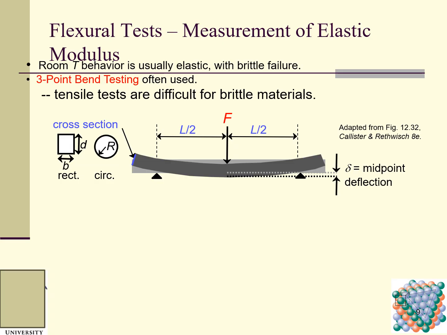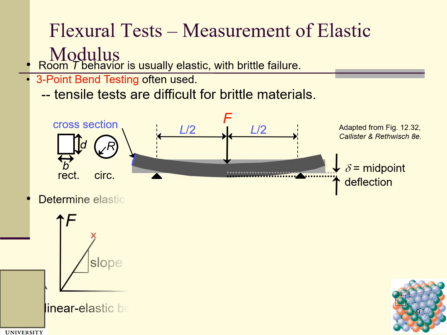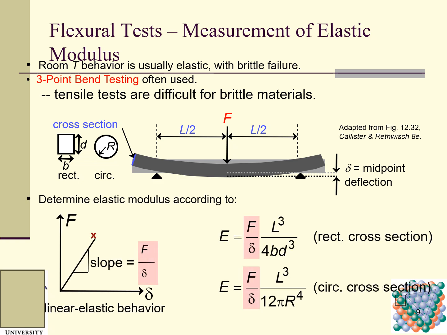sample. So there are two supporters, and we have one central force here that we apply. You can have a cross-section with rectangular shape, or a circular one. And here delta is the midpoint deflection. And tensile tests are difficult for brittle material, as I said. So we use this 3-point bend testing to solve the problem: determine the elastic modulus and also the applied force along with this delta.